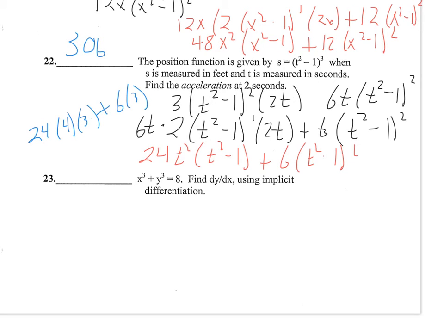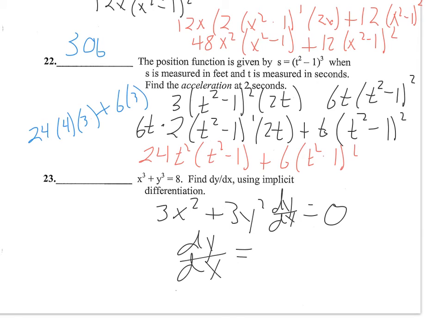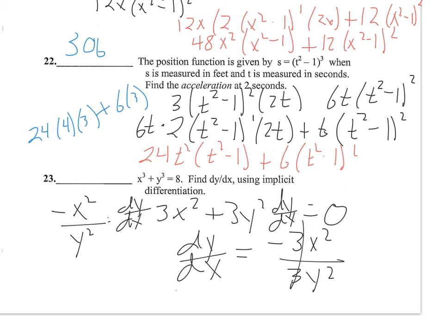Alright, and now we go down here. These are implicit derivatives. So I'll just find dy over dx. The derivative of x cubed is 3x squared, plus 3y squared dy over dx equals 0. Subtract the 3x squared off, and then divide by 3y squared. We get dy over dx is equal to negative 3x squared over 3y squared. The 3's cancel, so you have negative x squared over y squared is what dy over dx equals.